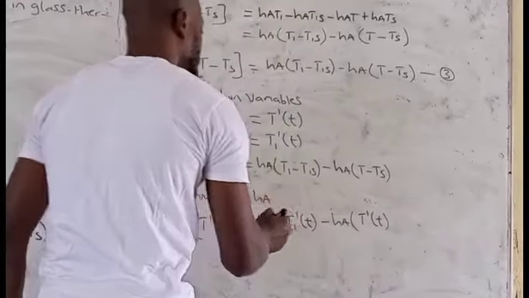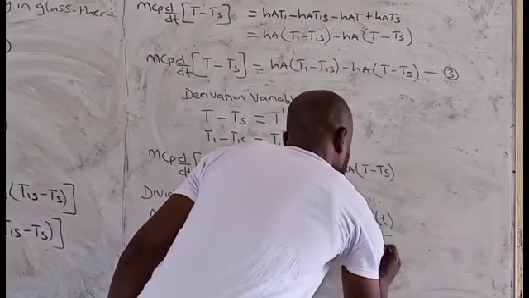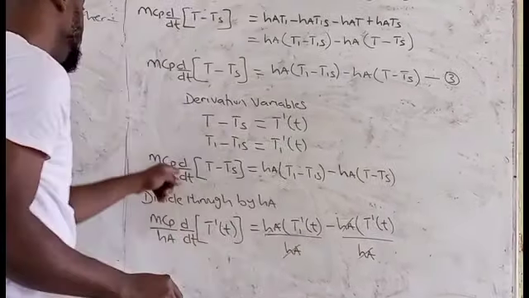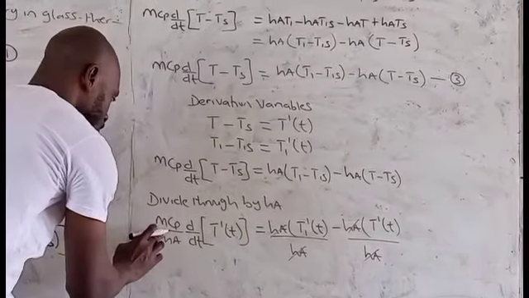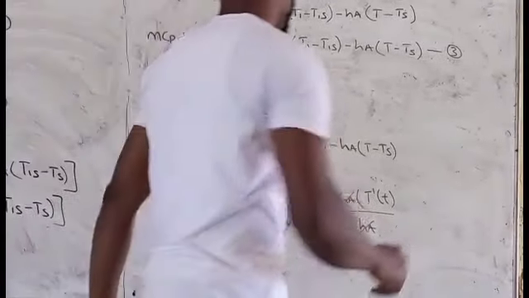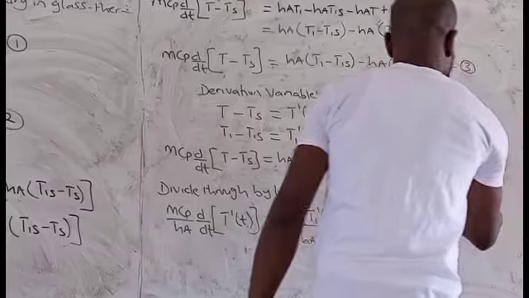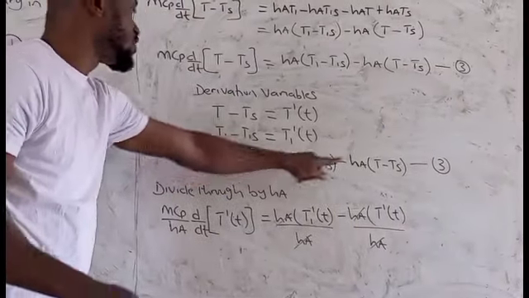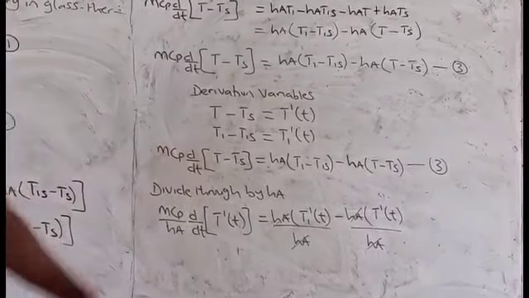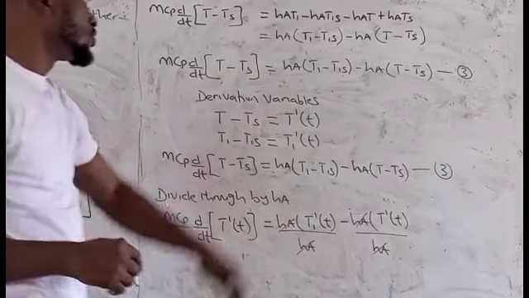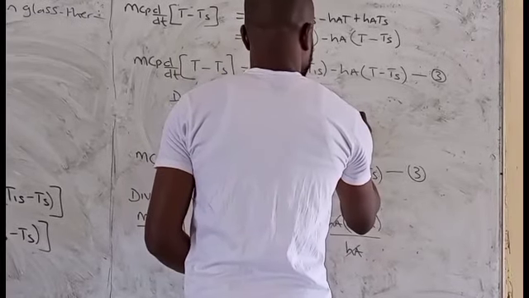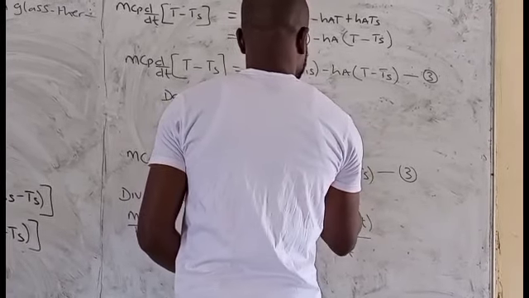So I'm dividing all through by Ha, so that this Ha will cancel this Ha, and this over Ha will cancel each other. If you look at equation 3 now, there is no Ha here. If you cancel both sides by Ha, you are going to have MCp over Ha times d over dt. So from here you now include those variables. So let's say here is equation 4, and this one is equation 5.